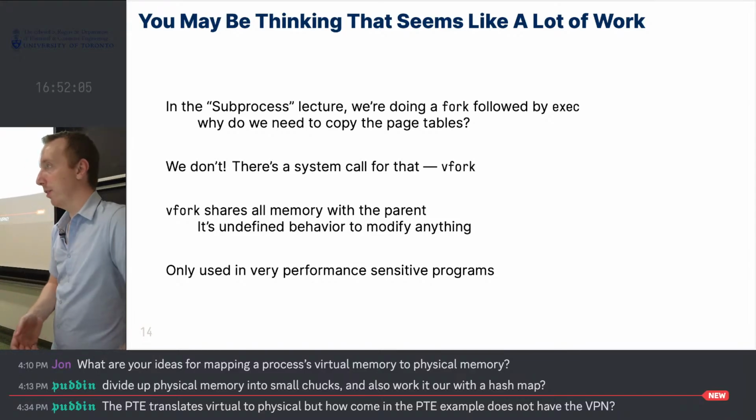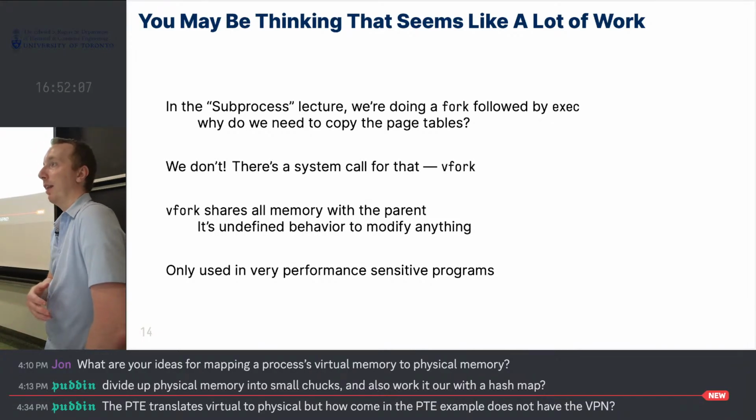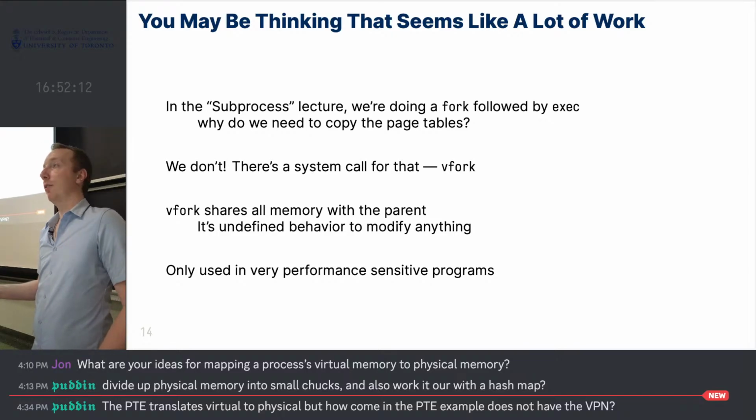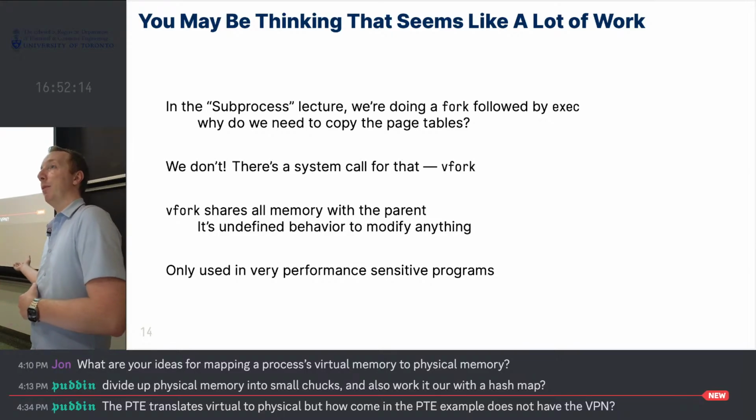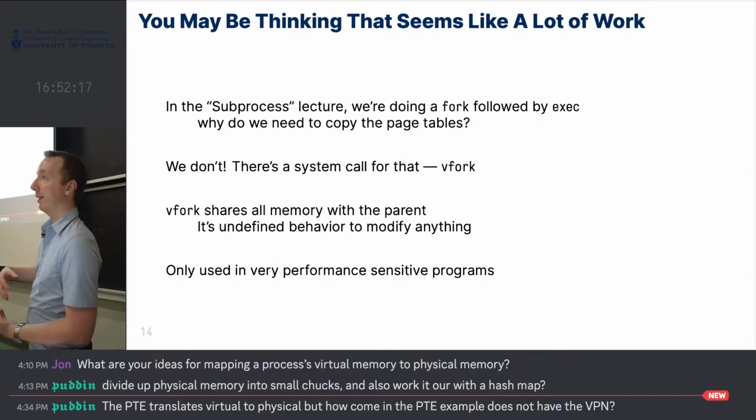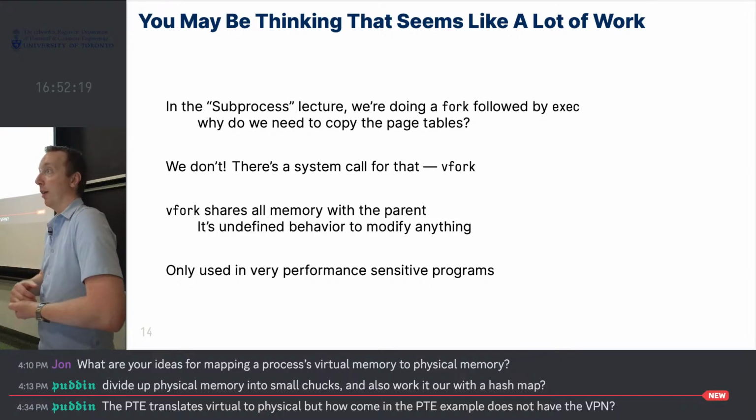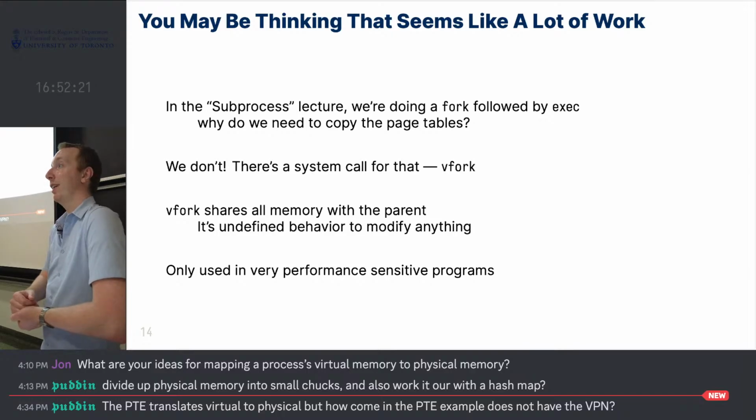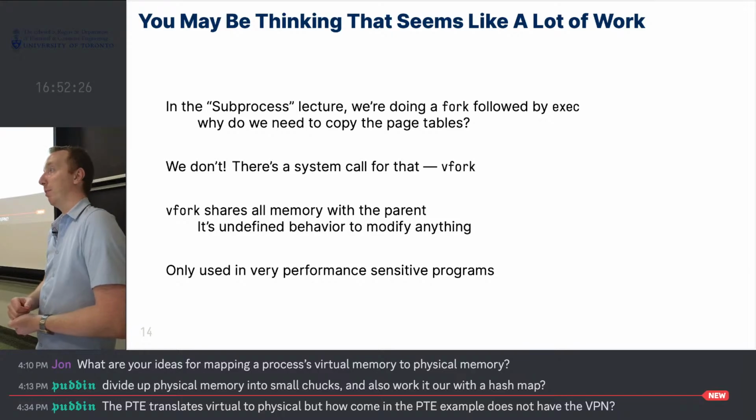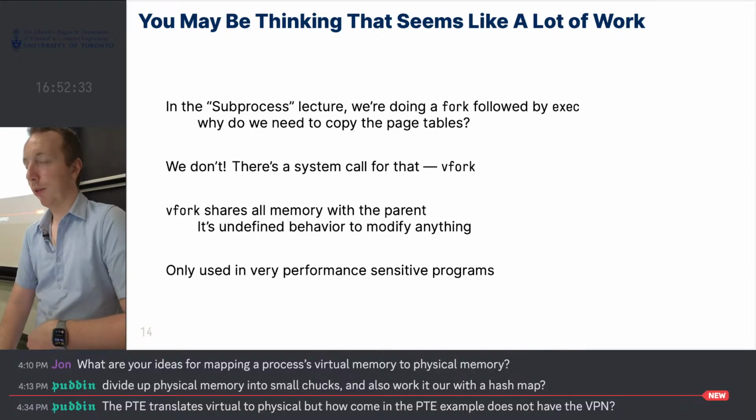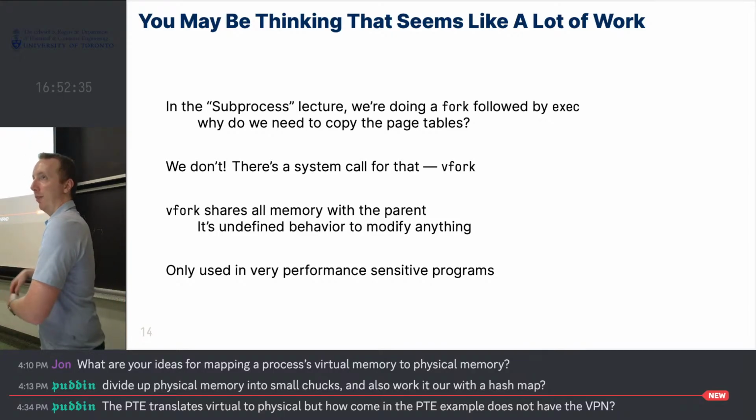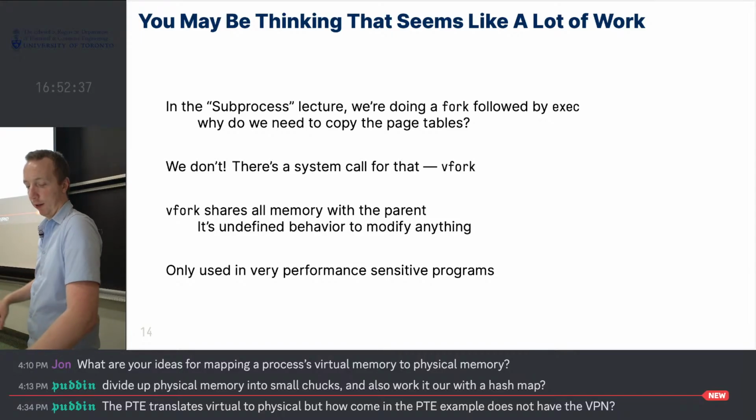There's a system call called vfork, and that makes the page tables the same in both processes, which also means that if you modify memory in one process, the other process can immediately see it. They only have the system call with the intent that you immediately call exec. If you try to modify anything in either process while they're both active, that's undefined behavior, and the kernel's allowed to do whatever it wants. So this is only for very performance sensitive applications, so you get some control over what fork does.